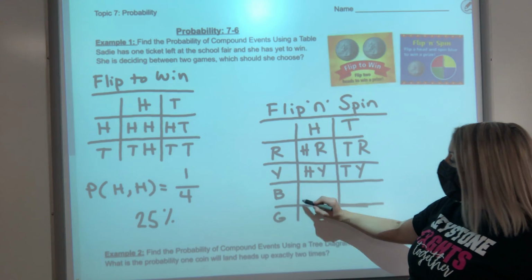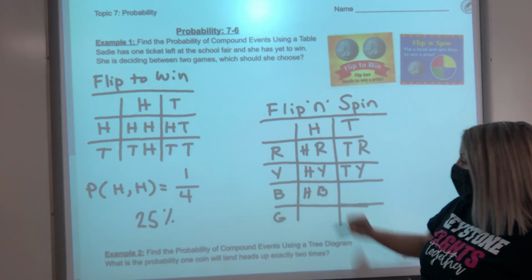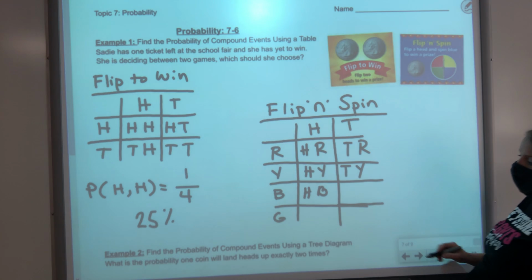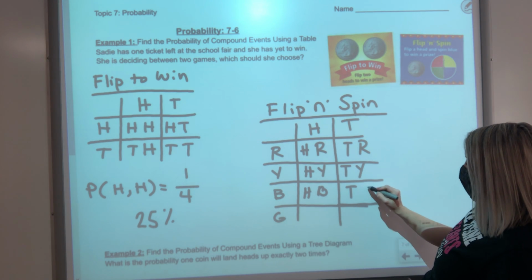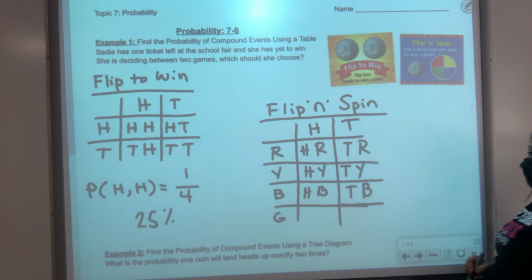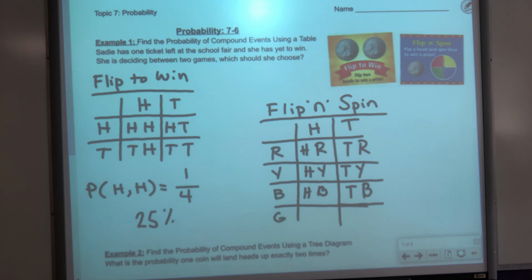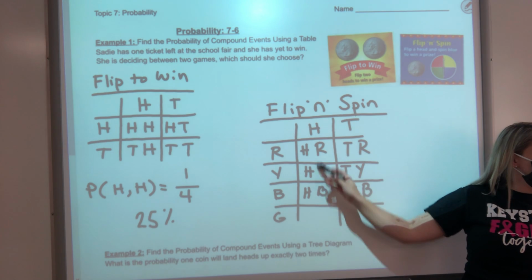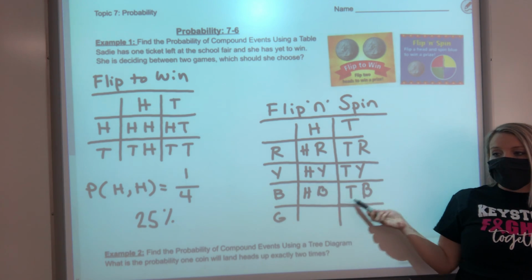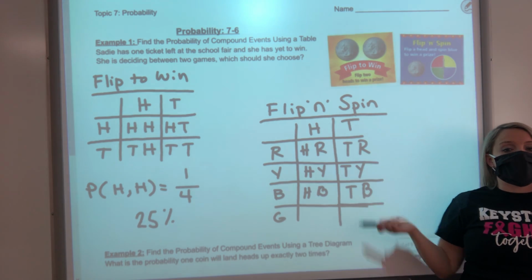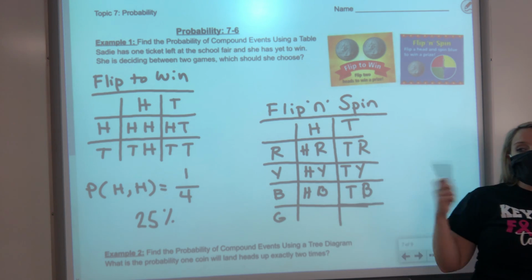So our next one is flip heads, spin blue, flip tails, spin blue. Now do we have a chance to win? Yes. We do, because she has to flip a head and spin a blue. How many options are we at? 6. And there's only one way that she can win. So even without finishing the table, we're at 1/6.